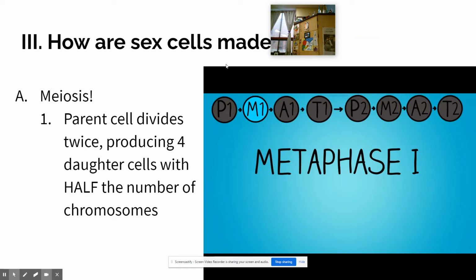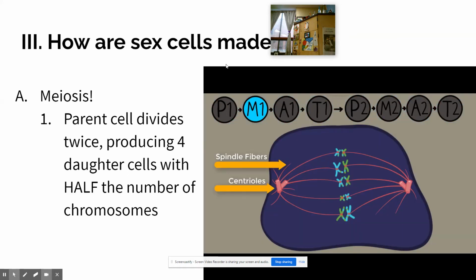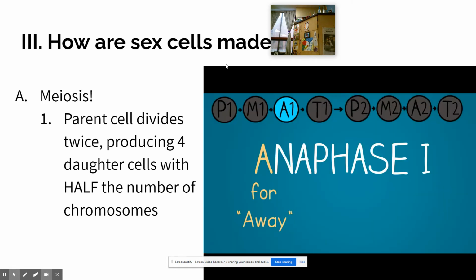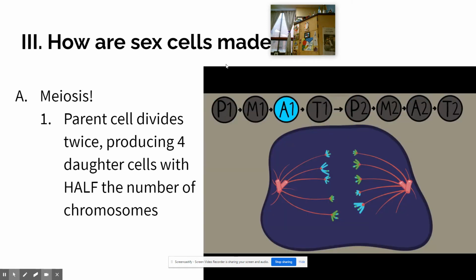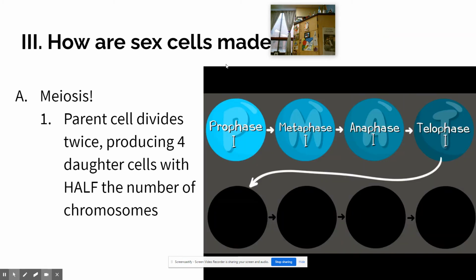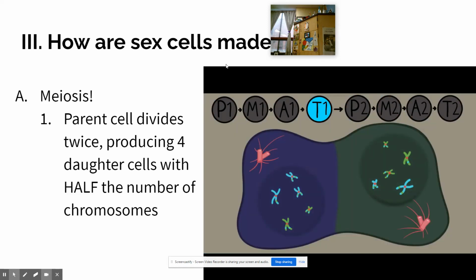Now we move into metaphase 1. In metaphase 1, think of the M as standing for middle. The chromosomes are now going to be in the middle of the cell. It's a little bit different, though, from mitosis, because these chromosomes are going to be in pairs in the middle of the cell. So it's not a single file line. They're in pairs in the middle. Now, during anaphase 1, think of A for away, because the chromosomes are going to be pulled away by the spindle fibers. Then we end with telophase 1, where you have two newly formed nuclei, and it becomes obvious that you're going to end meiosis 1 with two new cells.